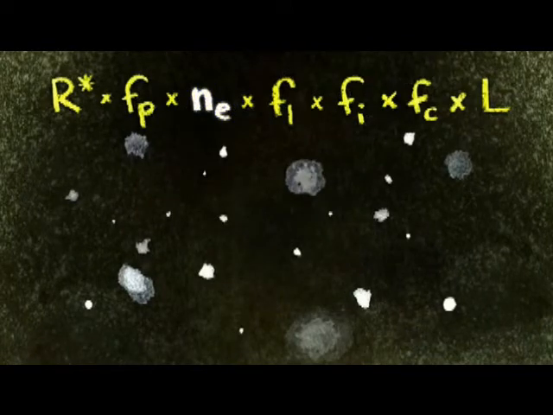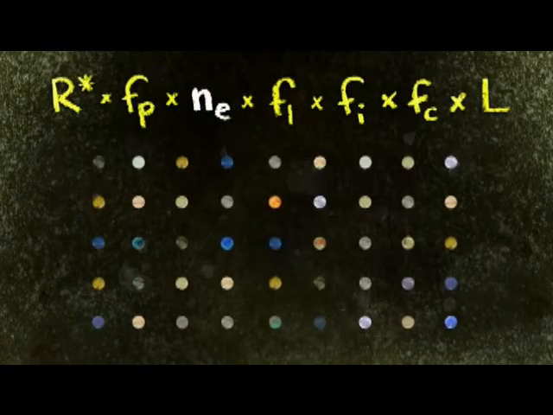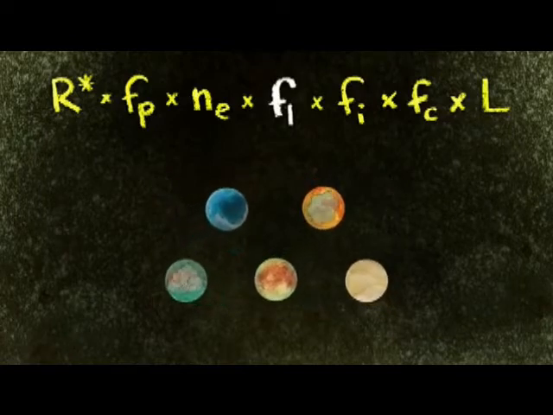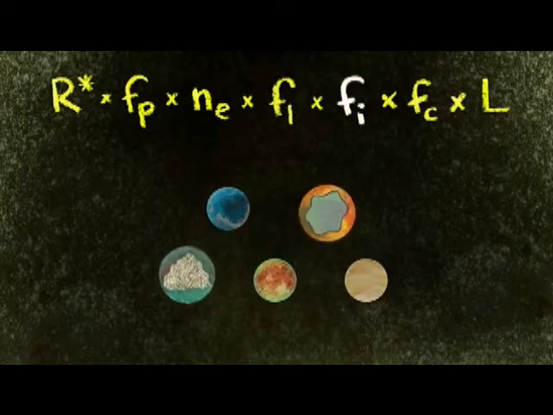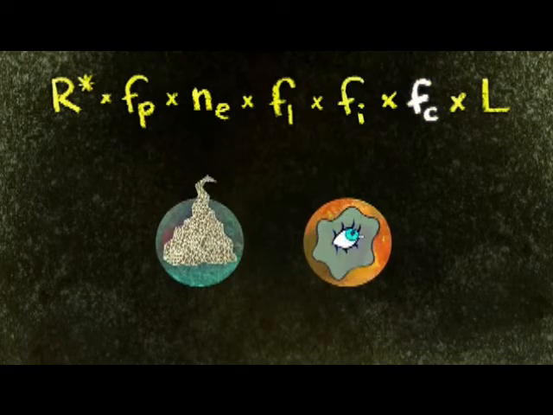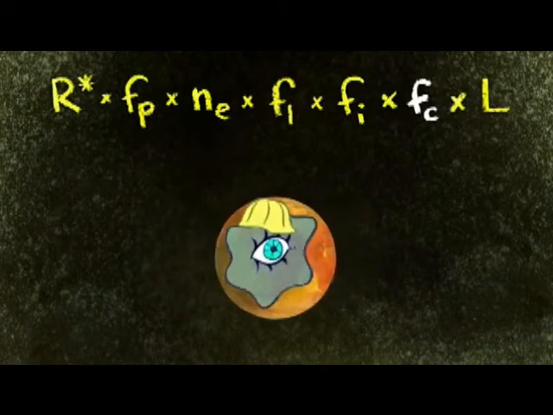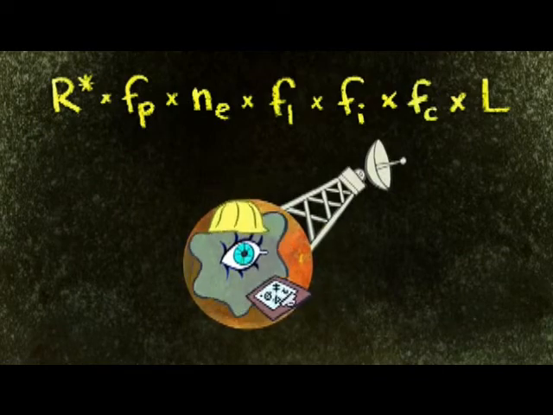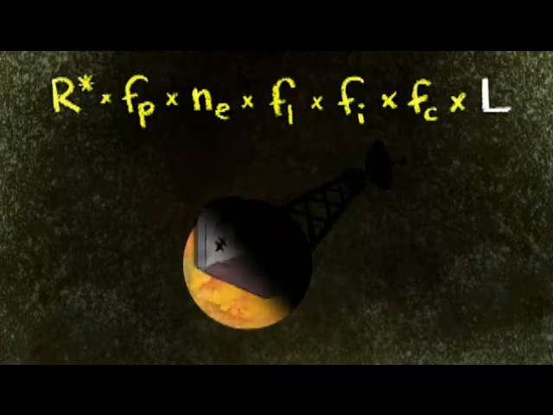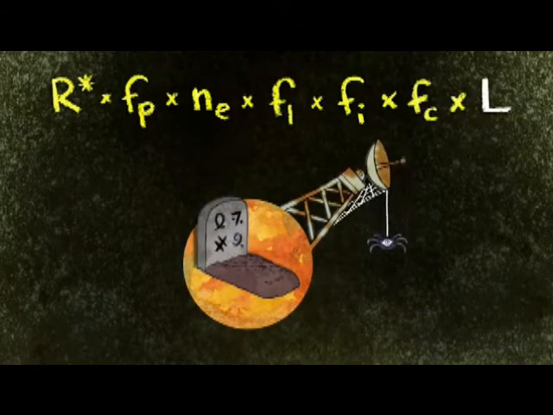f sub p is the fraction of stars that have planets. n sub e is the average number of habitable planets in any planetary system. f sub l is the fraction of planets on which life actually begins, and f sub i is the fraction of all those life forms that develop intelligence. f sub c is the fraction of intelligent life that develops a civilization that decides to use some sort of transmitting technology. And finally, L, the longevity factor. On average, how many years do those transmitters continue to operate?